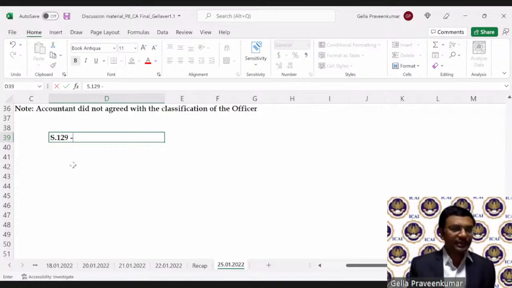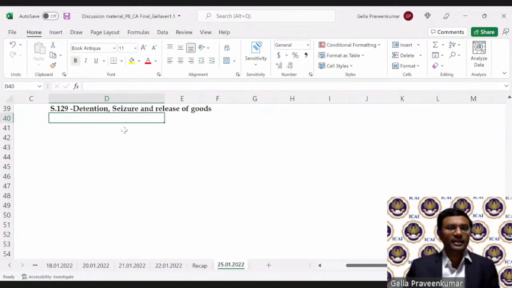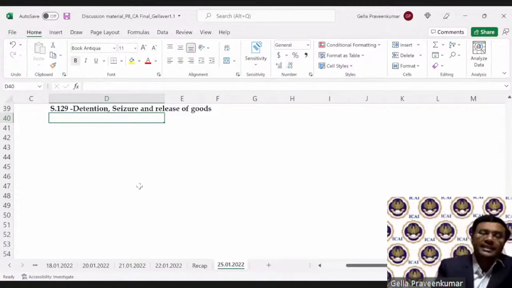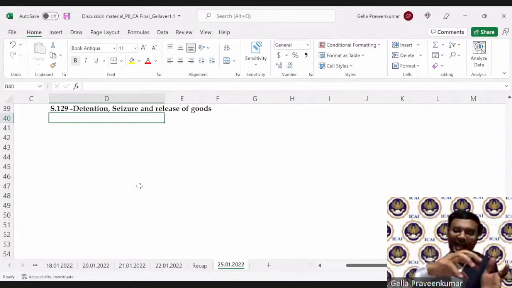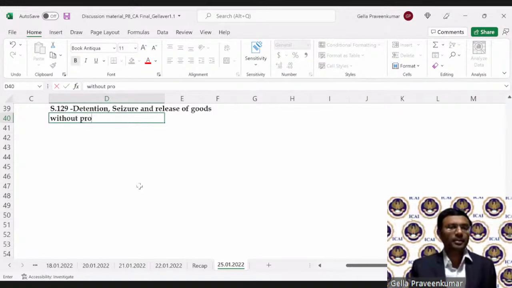Section 129 deals with detention, seizure, and release of goods. Now, the backdrop of this provision: whenever there is transportation of goods, where the vehicle is in transit, or the goods in transit have been stored in a warehouse or in a godown without proper documents, then detention or seizure will happen for any contravention.